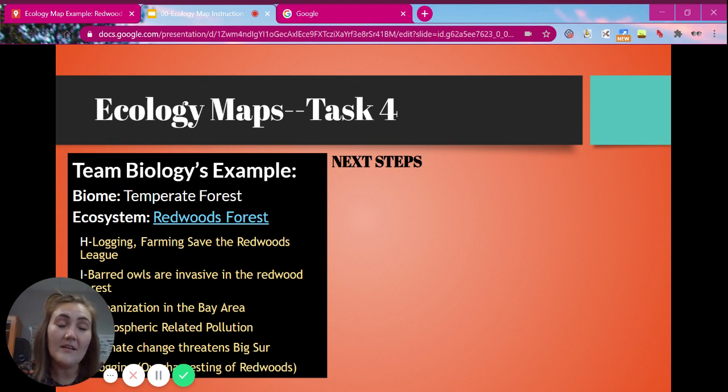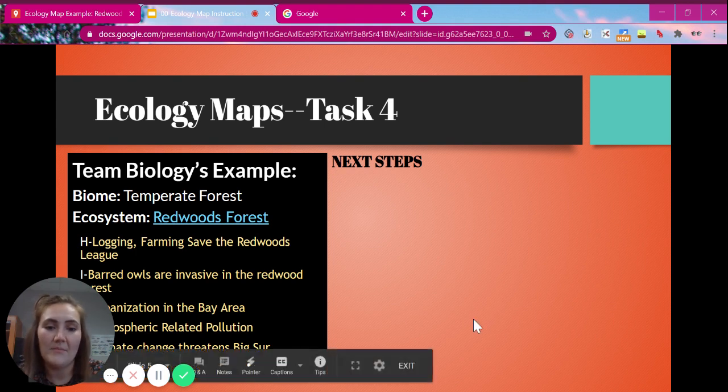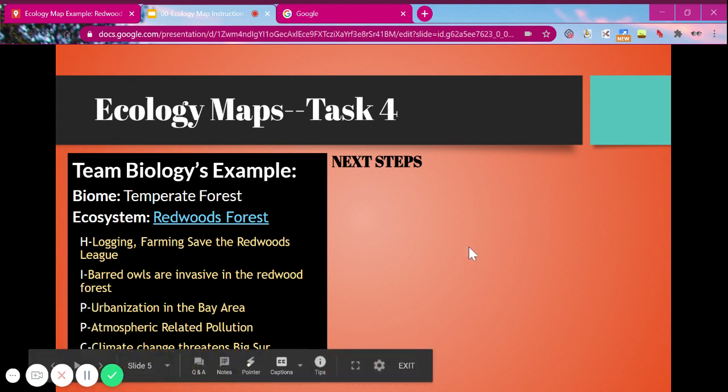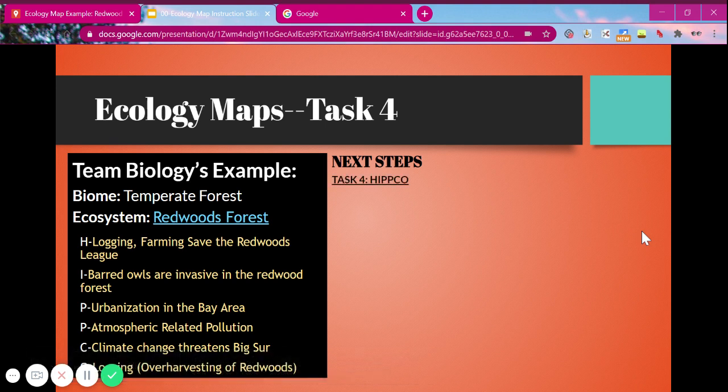In task 3, you were to research 4 native species that are found in that same ecosystem. And that brings us to task 4, which is where you are going to be researching HIPCO components that relate to your ecosystem. So let's take a look at what that means. I'm going to hide myself here so we can see the full screen. And here's what task 4 is all about. So you're going to be researching ways that human activities, all 6 letters of HIPCO, are affecting the organisms and the environment found in your ecosystem.